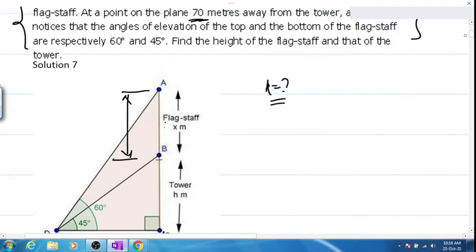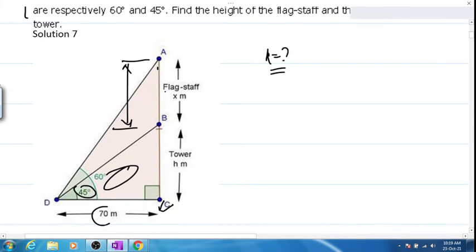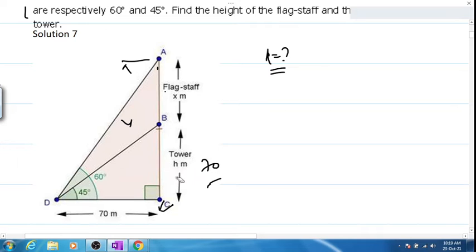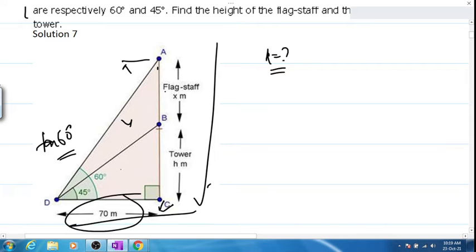Now go on to calculate the height of the flag staff. You'll be applying tan 45 in this triangle. You'll be getting tan 45 is 1. So since your base is 70, you'll be getting the height of the tower as also 70. Is it clear? Now apply, in the entire triangle, tan 60. Tan 60 will be giving you this by this. You know 70 and this is 70 plus x. Tell me what is the value for x.